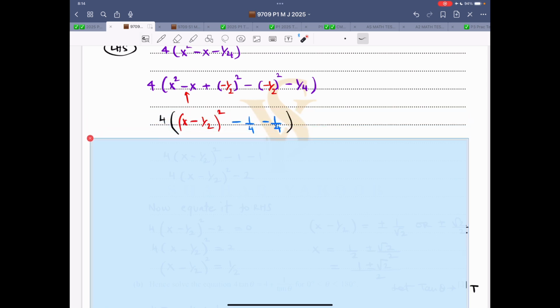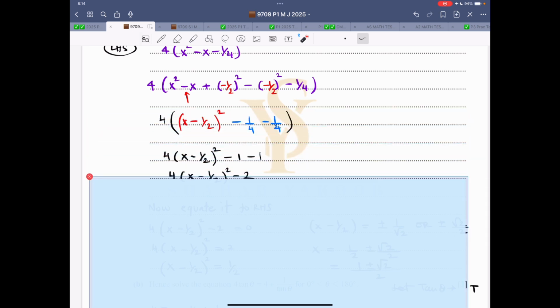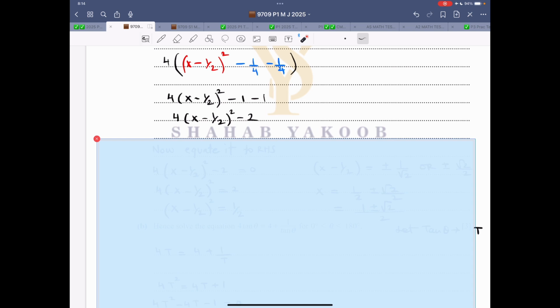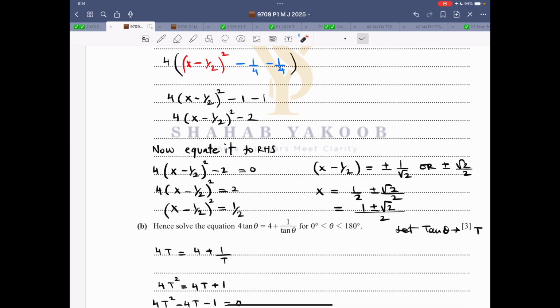Once this is done, then you simplify. You rewrite the first three terms as a perfect square. That becomes this, and this is the simplification. Don't forget, when you open up the bracket, everything will be multiplied with the constant on the outside, which is 4. And this is what you are getting. So this is the completing the square method.